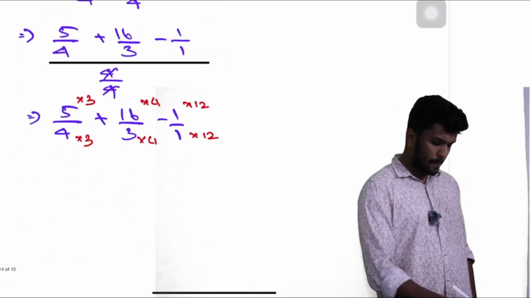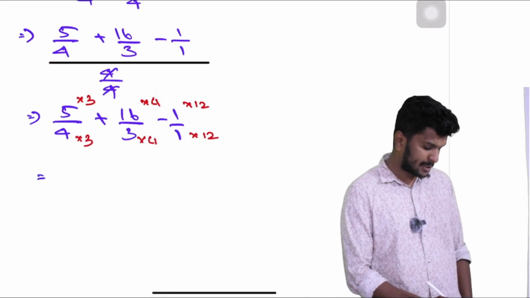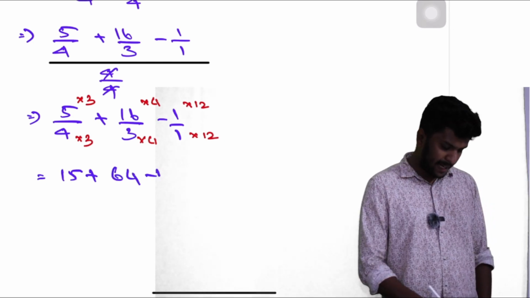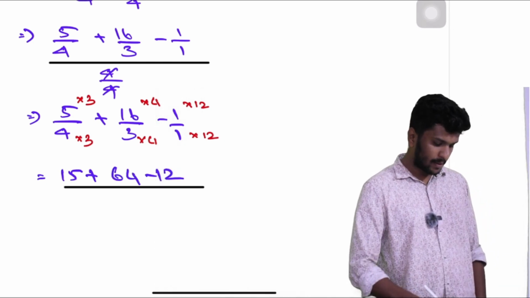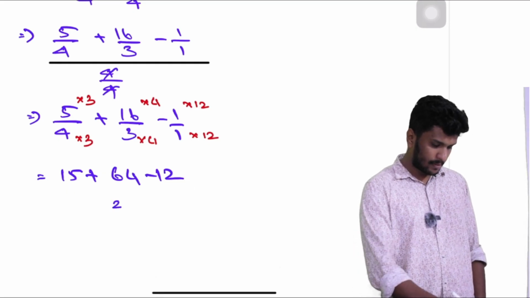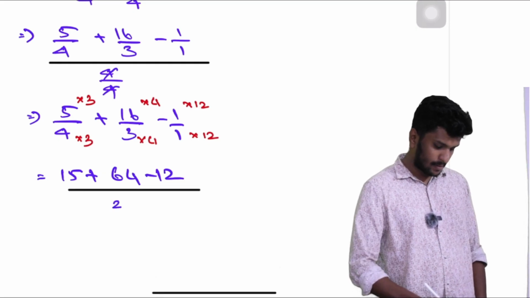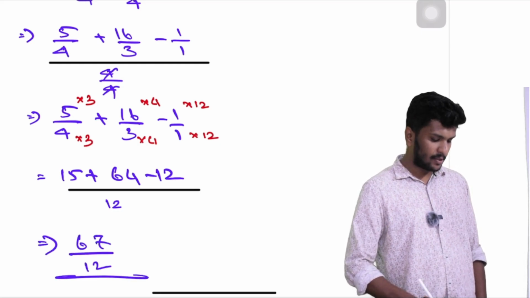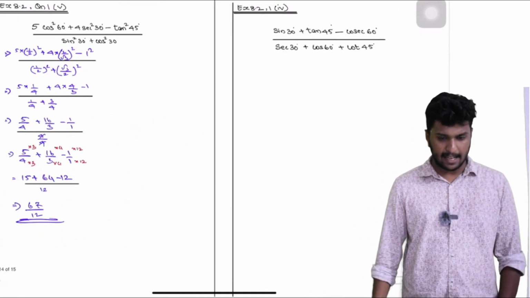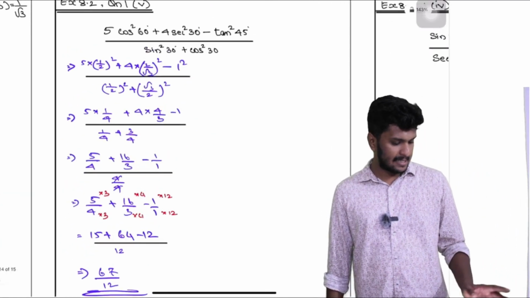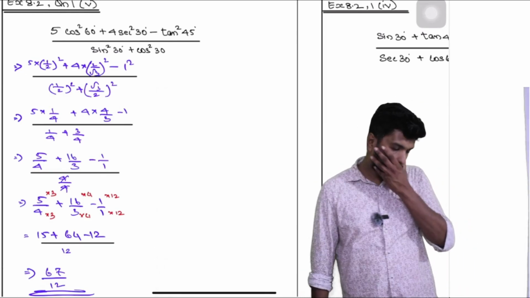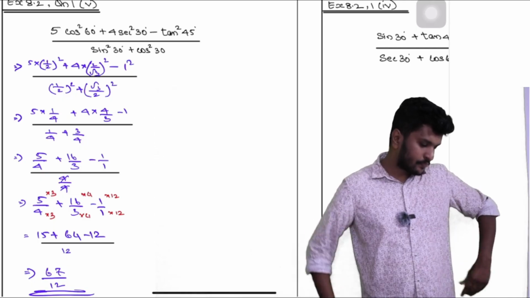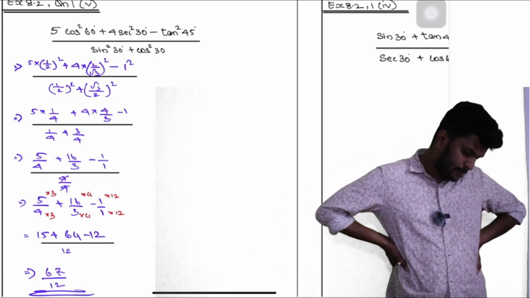So that implies what we have. Oh, it's already 2 minutes past. So 15 plus 16 into 4, 64 minus 12 by 12. So what is it? 67 by 12 is your final answer. It's correct, right? What we did? Yes, it's perfect.